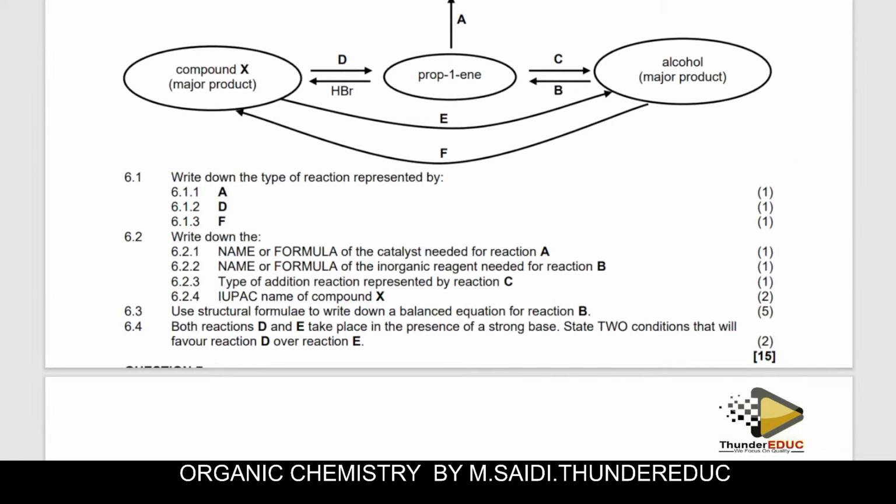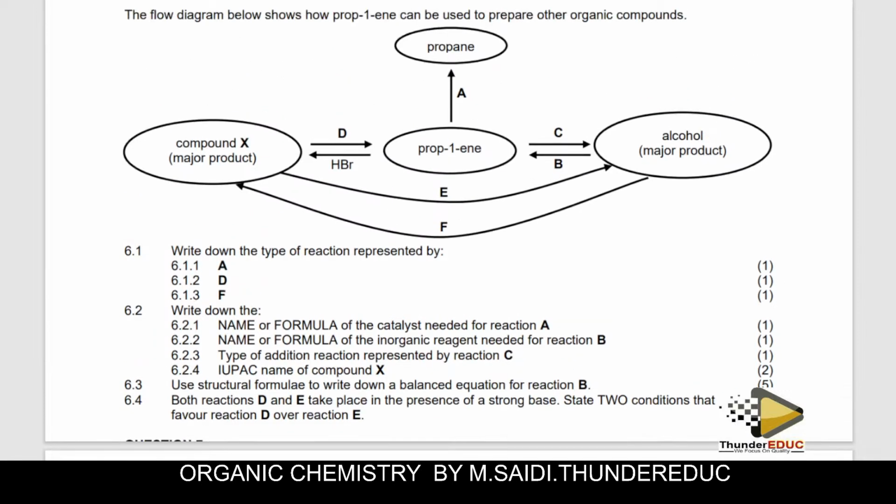They are saying to write down the type of reaction represented by A. What is A? Propene.